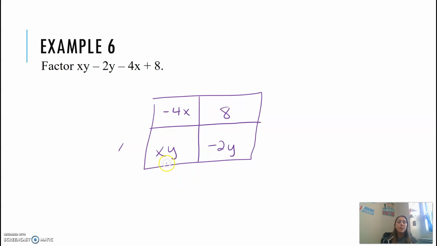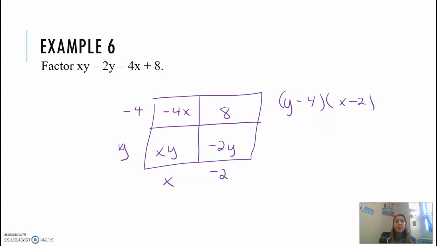These both have a y, and then I would need an x here. The greatest common factor between these two would be negative 2, and the greatest common factor here would be a negative 4. So y times x is xy, y times negative 2 is negative 2y, x times negative 4 is negative 4x, negative 4 times negative 2 is positive 8. Good, I did it right. So I get y minus 4 times x minus 2, and those are my factors. I can't factor any further, and I'm done.